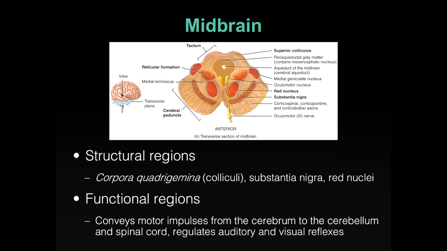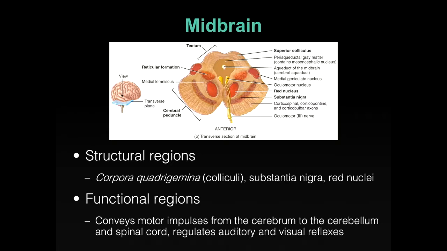Now it's worth mentioning too, the first example in this list, the corpora quadrigemini, is just another word for the collection of superior and inferior colliculi. There's 4 of them. So the old name was the corpora quadrigemini. An important feature of the midbrain. But here, deep, not on the surface of the midbrain, deep within the midbrain, we can see these other structures.